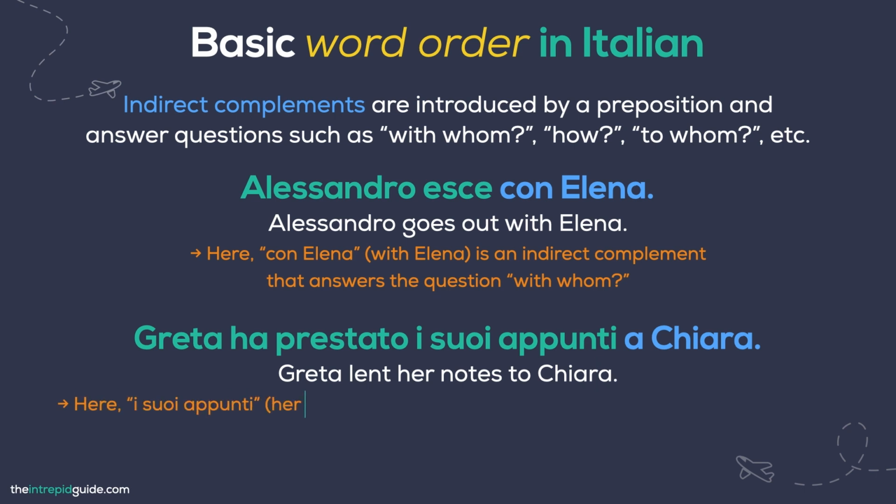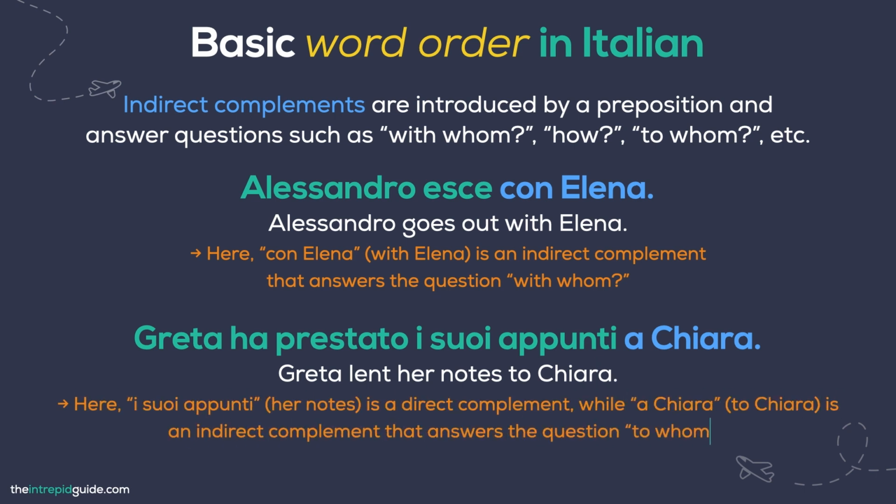Greta ha prestato i suoi appunti a Chiara. Greta lent her notes to Chiara. Here, i suoi appunti, her notes, is a direct complement, while a Chiara, to Chiara, is an indirect complement that answers the question to whom.